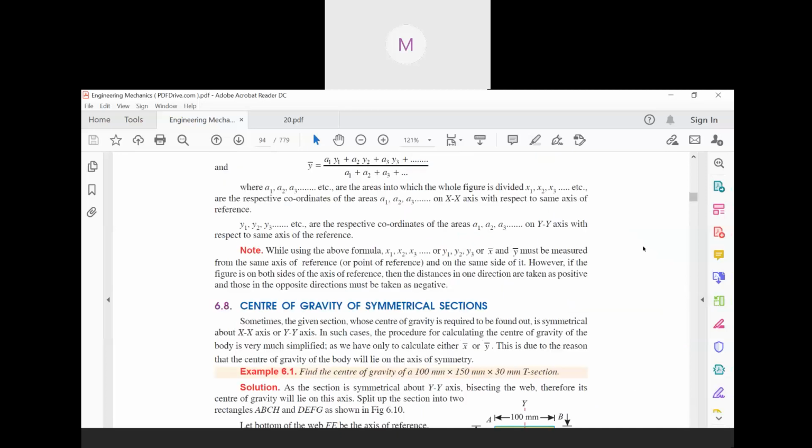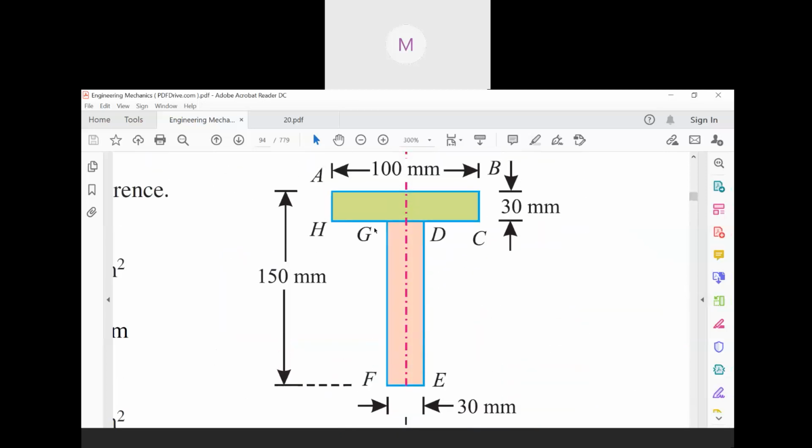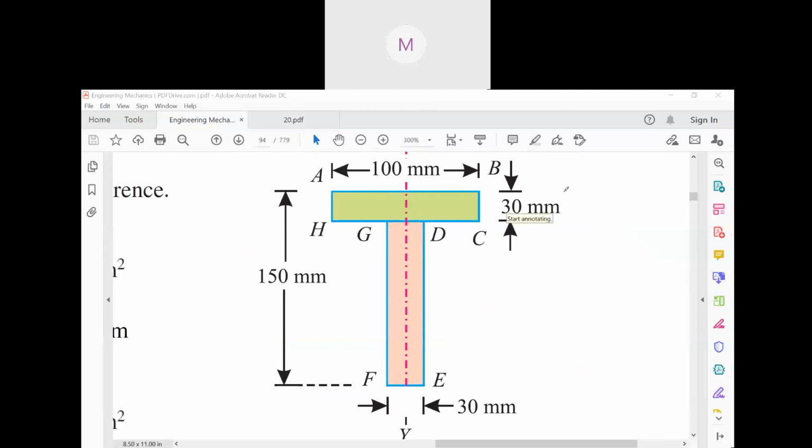If you look at this figure now, what is this? This whole part is 30, no? So the centroid will be how much here? 15. So this 30 part, divided by 2, how much is this part? 15. And what will be this part? 15.